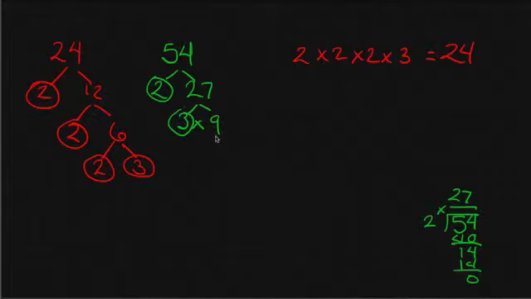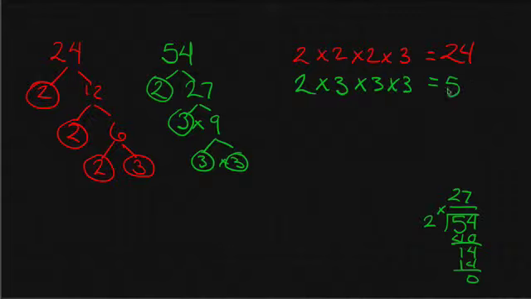I better do that. And 9, it's an odd number, but it's not prime. It is the product of 3 and 3. And these are both primes, so I'm going to write them down. So here we go. The prime factor string of 54 is 2 times 3 times 3 times 3. That equals 54.